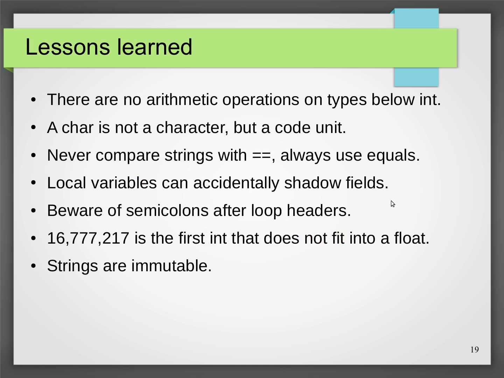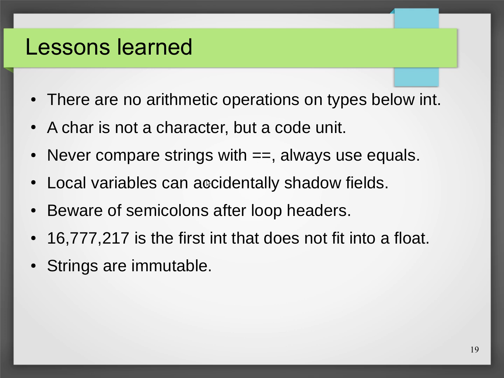Okay, so here are the lessons that we learned. You can't perform arithmetic operations on types below int. If you have a char, it's converted to int first. Same for byte and short. I didn't show you this. Chars are not characters, but code units. Very interesting to dive into Unicode. I'm not an expert. You should use equals to compare strings, not this operator.